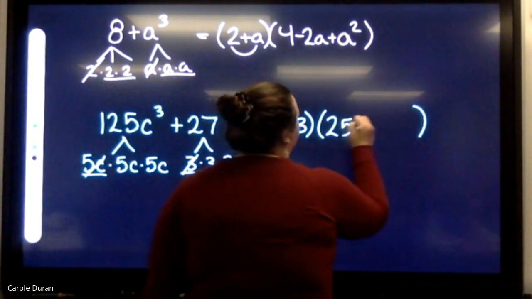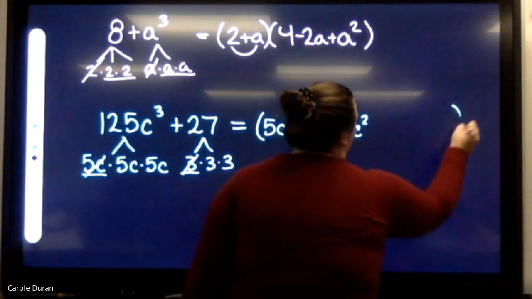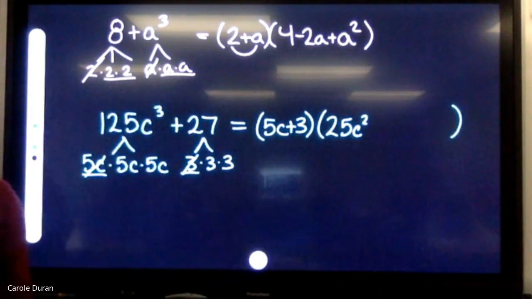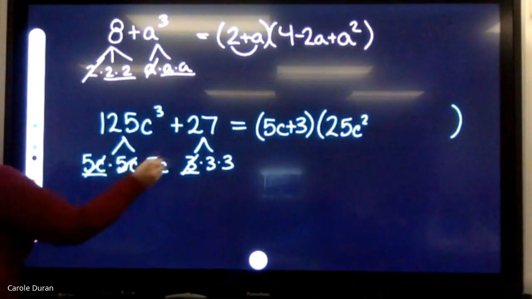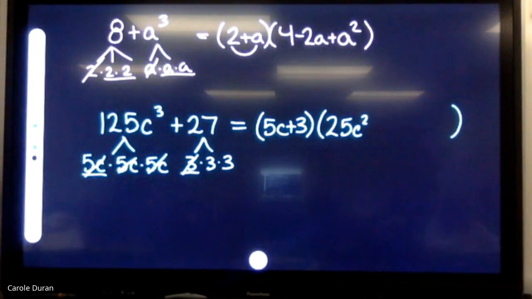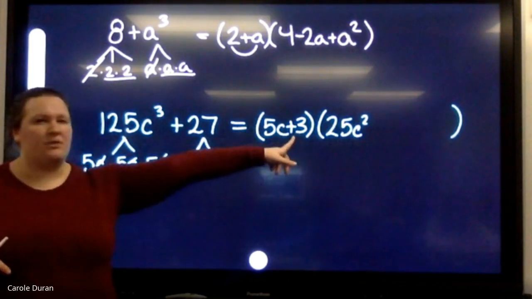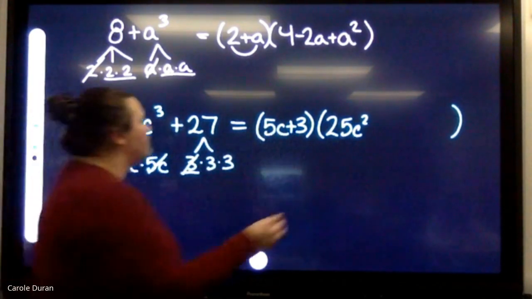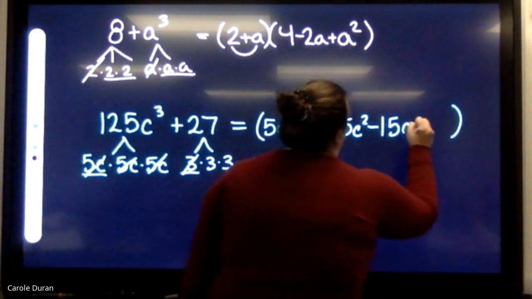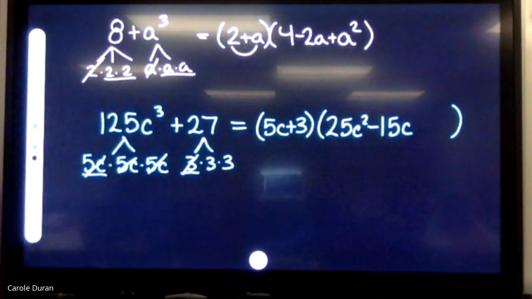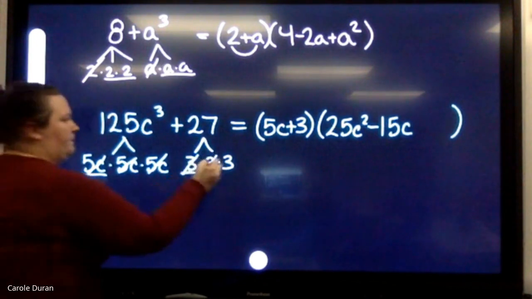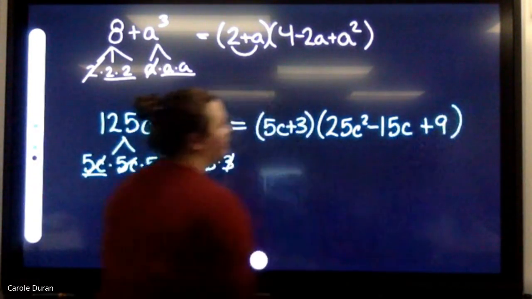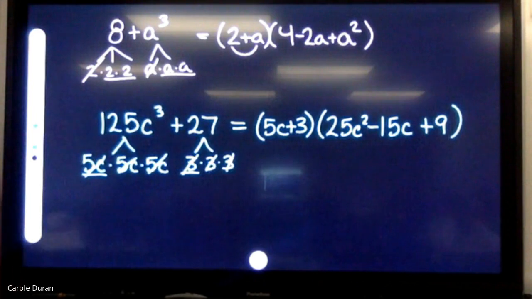Okay, so he recognized that 5c times 5c gives me 25c squared, which is the first term of my second factor. Then what do I do? You go 5c times 3. Okay, so he went to the second term, and he did 5c times 3 is 15c, with the opposite sign is negative 15c. And then what about my third term? Which is 9. And then I'm finished factoring.